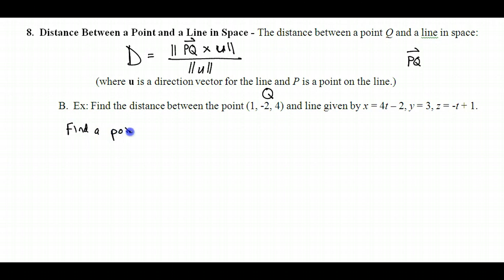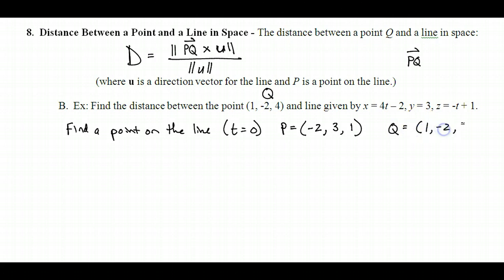Find a point on the line. Really that's quite simple, because you can just let t equal 0 and that will give you a point. That's point P. If we let t equal 0, our x value will be -2. Our y value, we don't have a t, so that is still 3 because there's no t to plug in. And for z, if t is 0, that equals 1. So we have our point P, and point Q is given: 1, -2, 4.